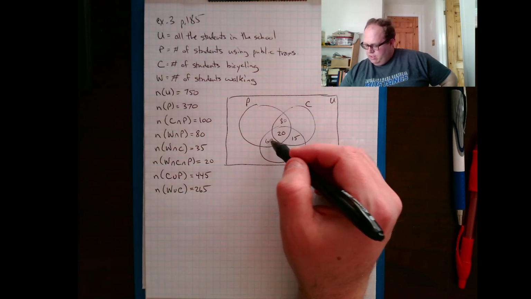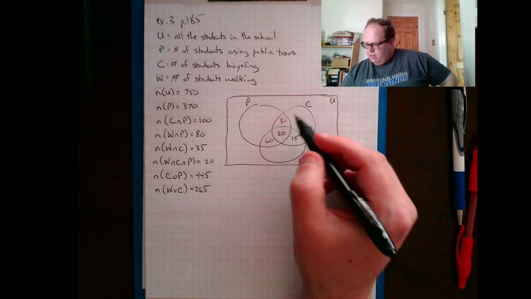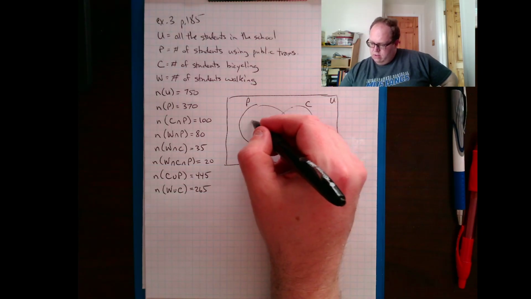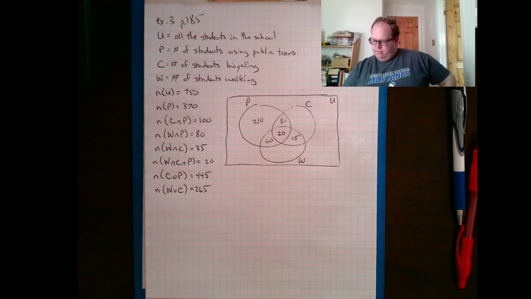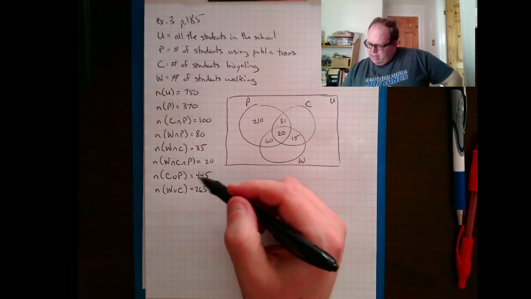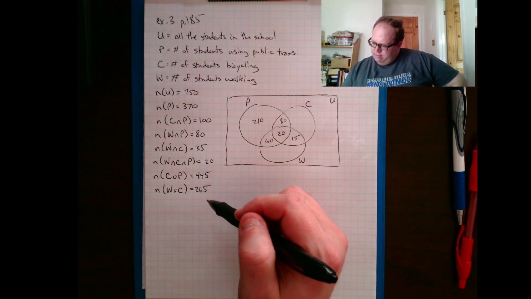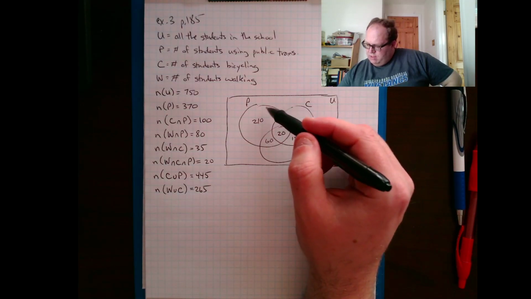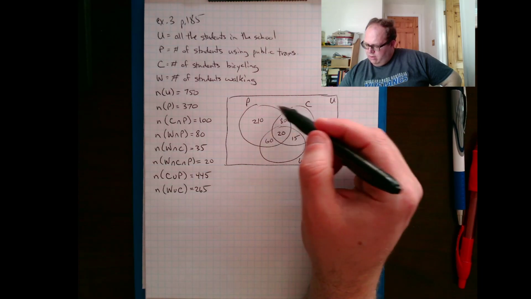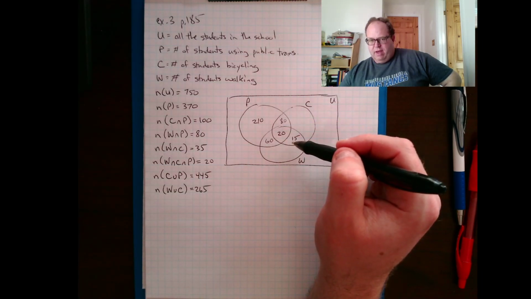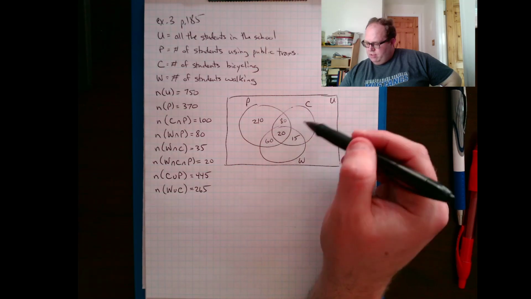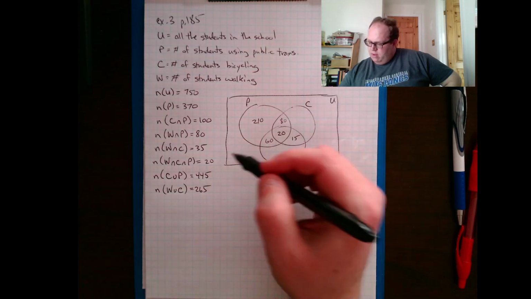370 minus these three numbers would be 370 minus 100 is 270, minus 60 is 210 here. And that takes us down to our information at the bottom. The number in the union of sets P and C, which is all of this, is 445. So I've got to figure out what 445 minus all these numbers are to get that number.